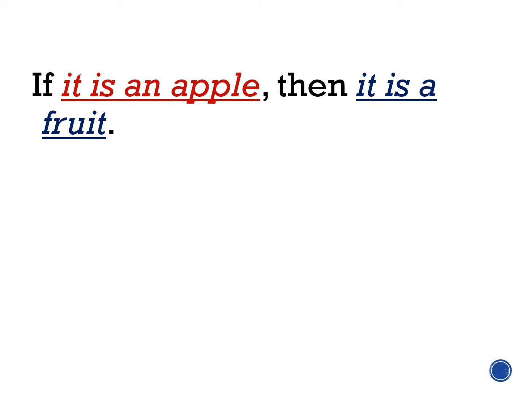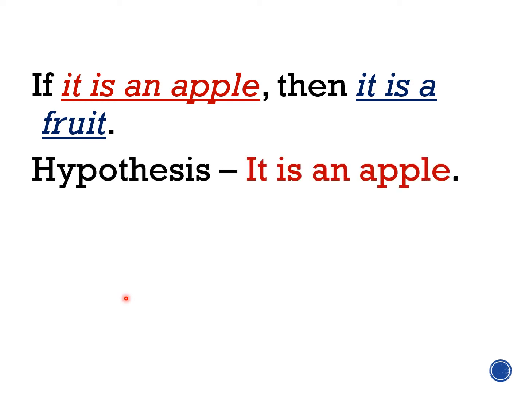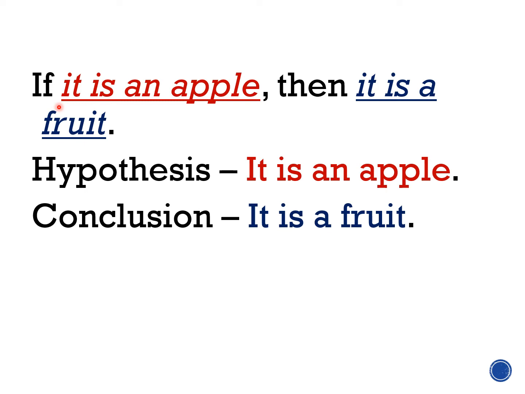Let us have an example. If it is an apple, then it is a fruit. What is now the hypothesis? The hypothesis is a portion after the word if. Therefore, the hypothesis is, it is an apple. How about the conclusion? The conclusion is the portion after the word then. Therefore, the conclusion is, it is a fruit.